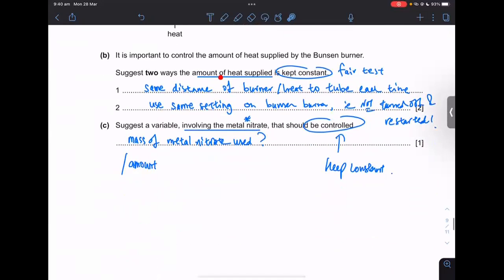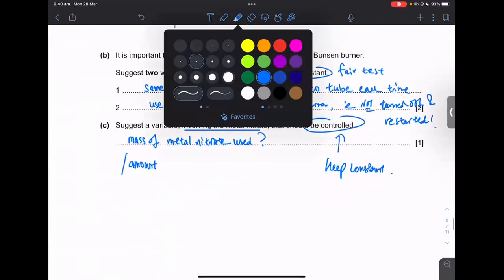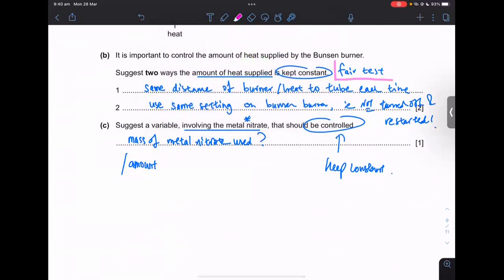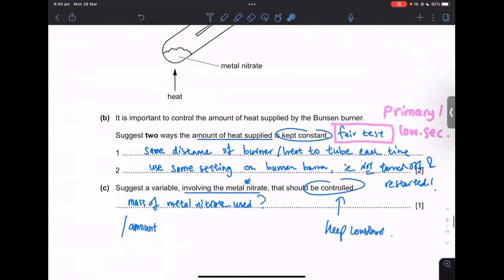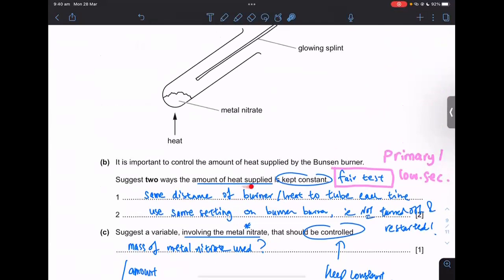Now, in terms of maintaining the amount of heat supplied, if I'm not mistaken, you have done this concept of fair test in primary school. I definitely know about lower secondary. In lower secondary, you definitely have learned this idea of fair test. You need to keep something the same. So here, the heat supply must be constant. You keep that the same so that the test is fair. But how? How do you do it?